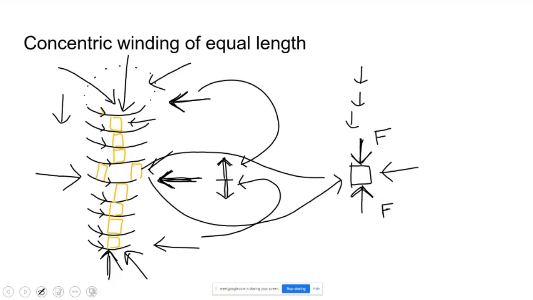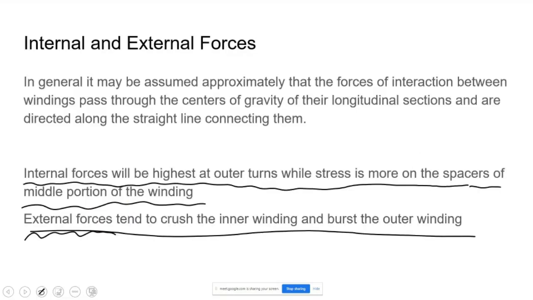And if some crushing happens due to high current and all, then the middle spacer will be more susceptible to crushing. So they should be strong enough. So this is what I would like to say by the previous statement, that internal forces will be highest at outer turns, while stress is more on the spacers of the middle portion of the winding. So I hope this is clear to you.